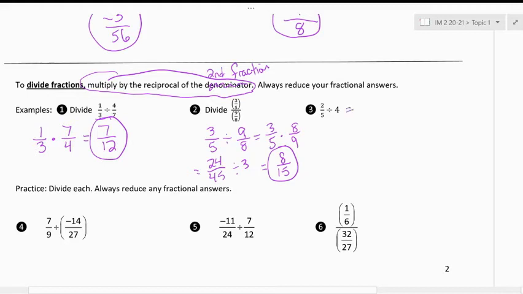Number 3, again, same idea. We need to turn 4 into a fraction. So it's 4 over 1. So 2 over 5 times 1 over 4. Just flip it. So we get 2 over 20 when we multiply straight across. We know that we can divide by 2. So our answer is 1 over 10.